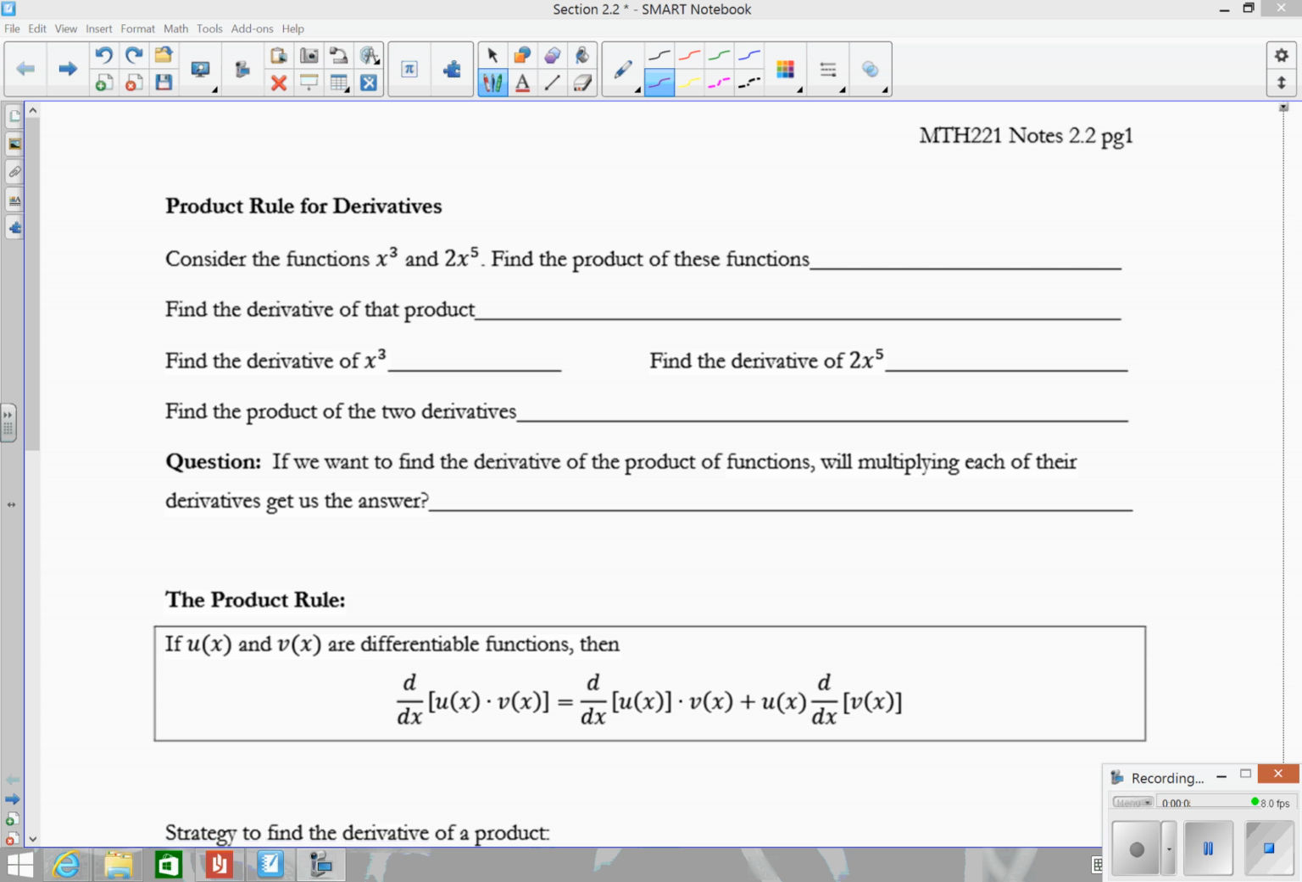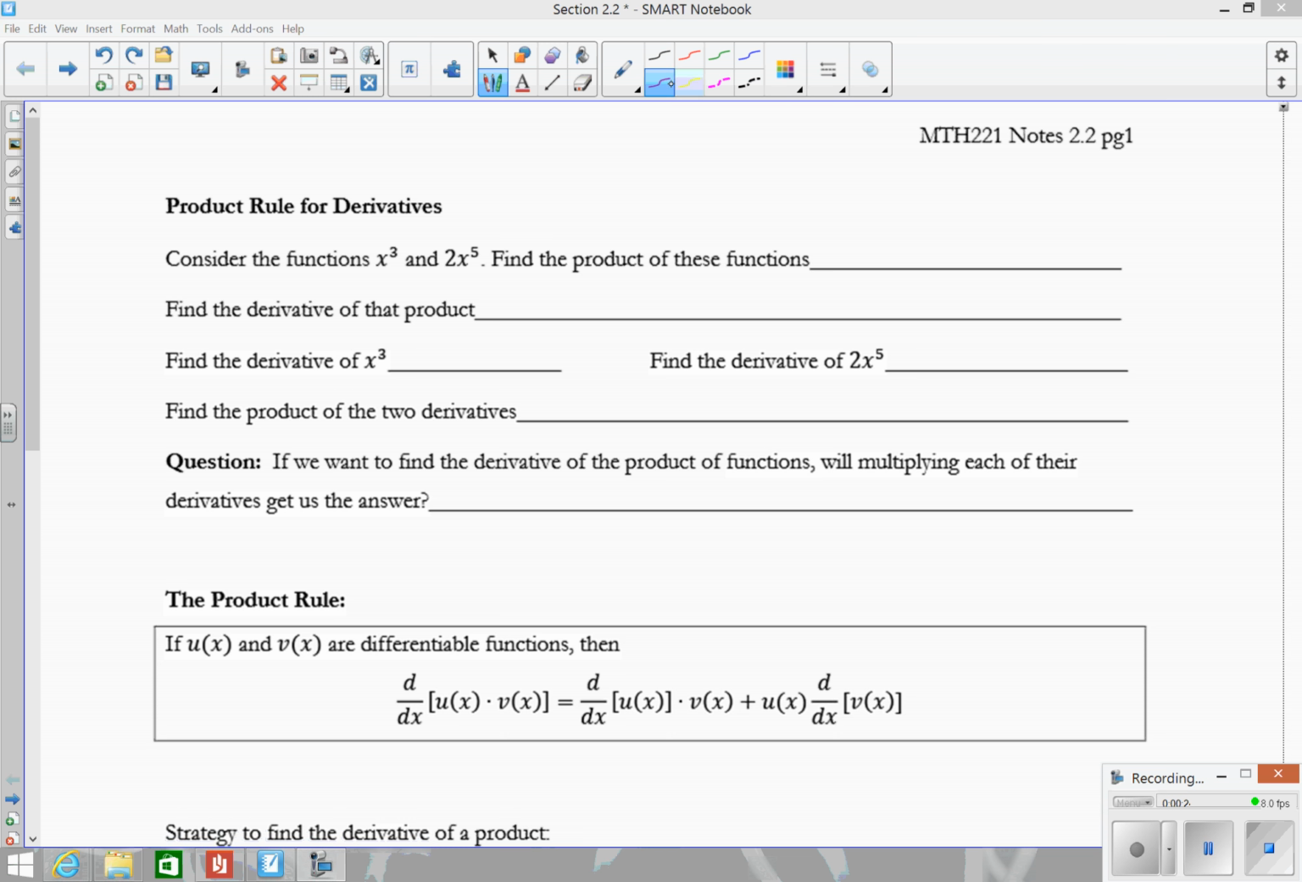In this section, we're going to continue our work with derivatives, and we're going to focus on two rules, the product rule and the quotient rule. Basically, these rules are just going to be more shortcuts that we can use, as well as more ways that we can actually take the derivative of some other types of functions. So the first thing I want to look at is the product rule.